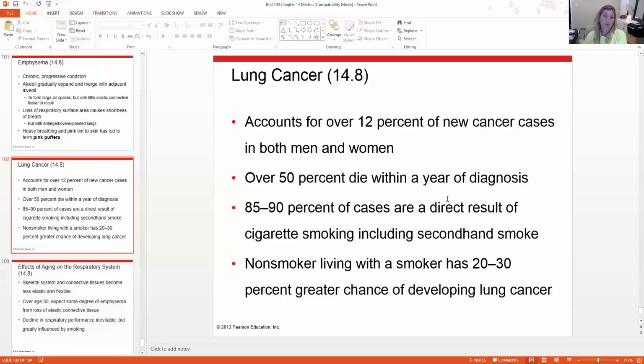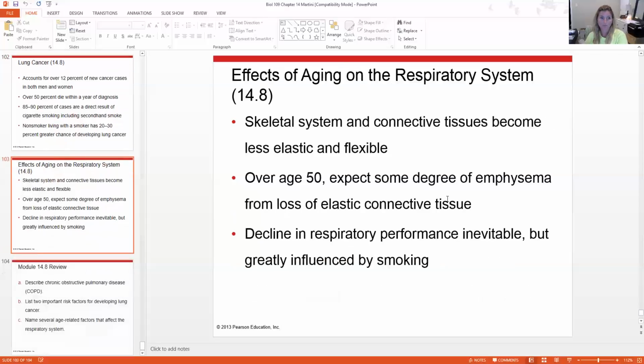Lung cancer accounts for about 12% of new cancers in both men and women. 50% of them die within a year of diagnosis. 80 to 90% are a direct result of cigarette smoking, including secondhand smoke. Just don't do it. A non-smoker living with a smoker has a 20 to 30% chance of developing lung cancer. That's just crazy. Stuff that you're doing to your own body.